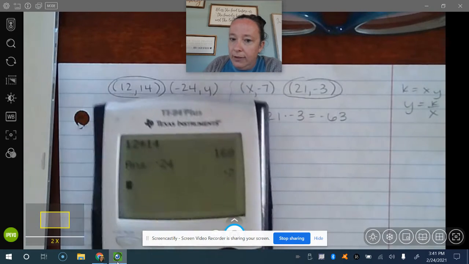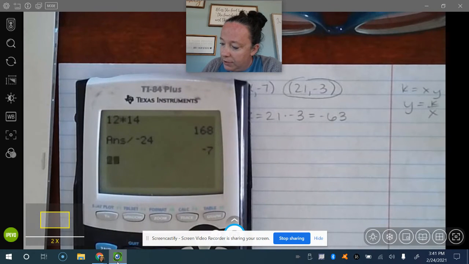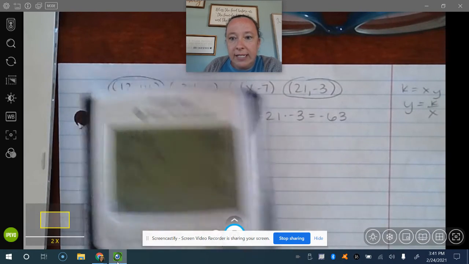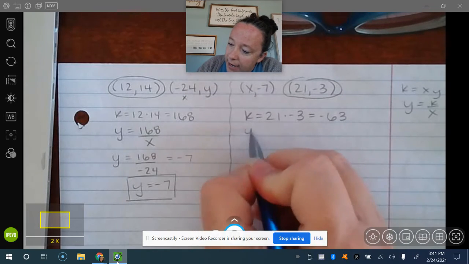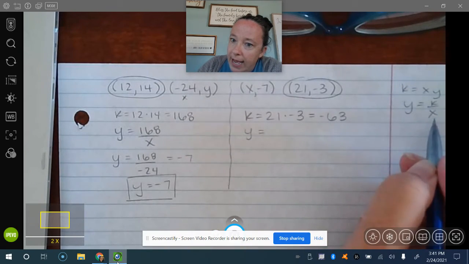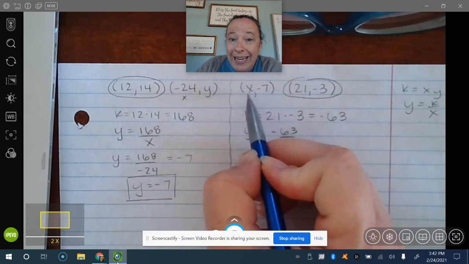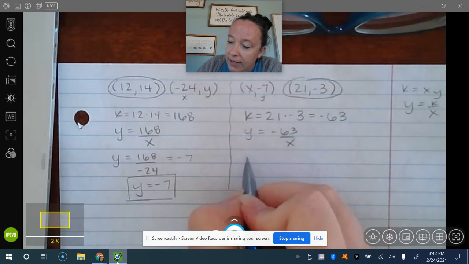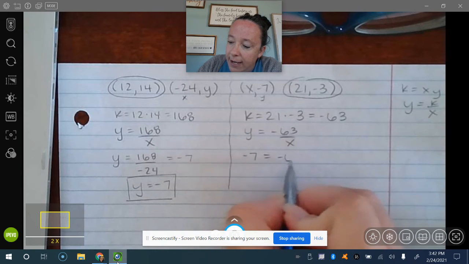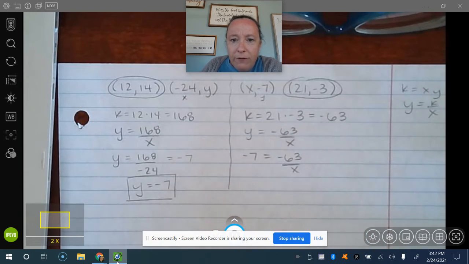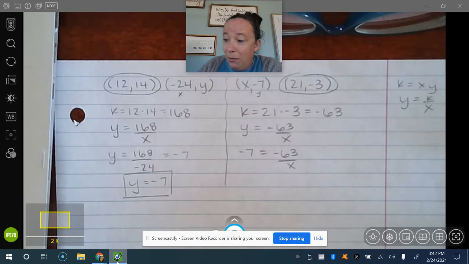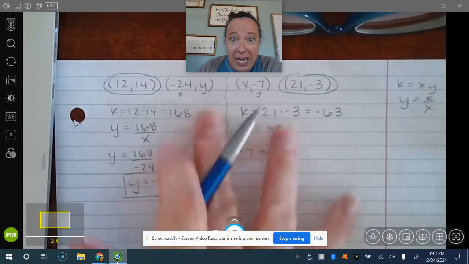And guys, you can always just check yourself. 21 times negative 3 is negative 63. Now, y equals k over x, so negative 63 over x. In this information, we need x. We have y as negative 7, so we put negative 7 in the y spot. Now, for some reason, I'll lose a lot of you here. We plugged in. We follow the same steps.